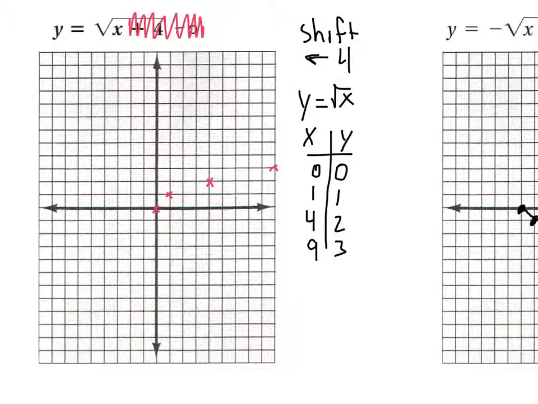Each one of those points needs to get shifted left 4. So each point goes to the left 4, brings us here, here, here, and here. So that's now our graph. Connect the dots using a curve. Again, going up and to the right. Okay? Questions on this? Is there anything else I can do to help this make more sense to you?